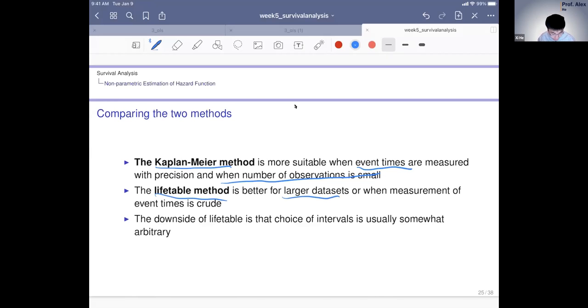It's also useful when the measurement of the event times is crude, because as long as you get the intervals correct, it can be any time within that interval. But the downside is that the choice of intervals is a little bit arbitrary. So I think in the programming exercise, we're going to do the first one, because we don't have a huge data set there.